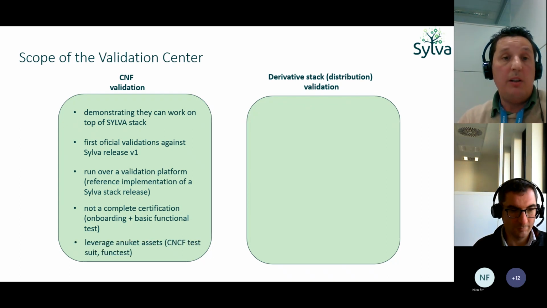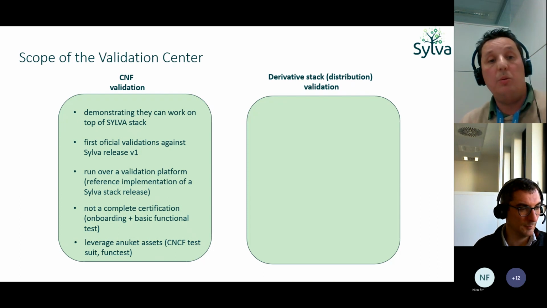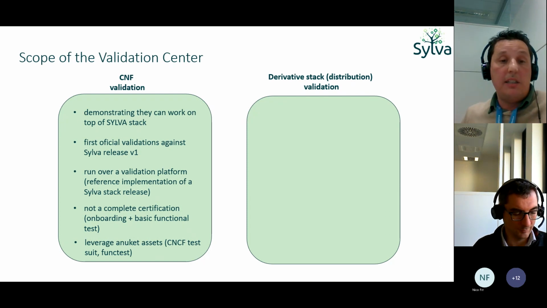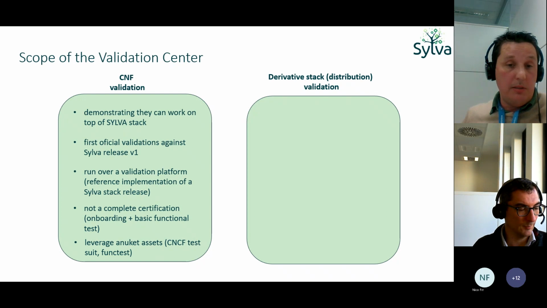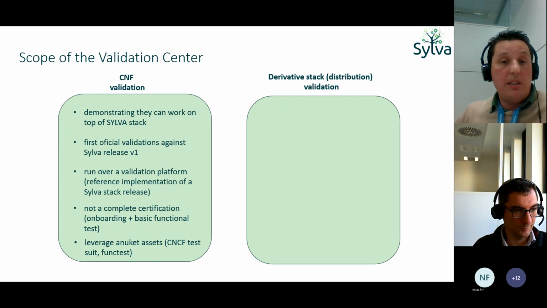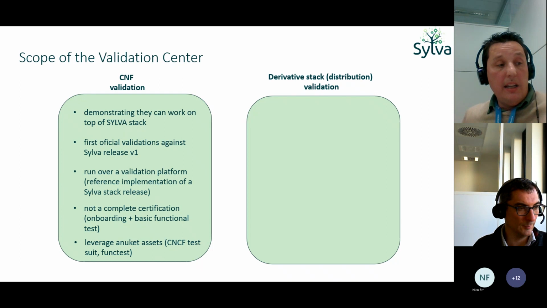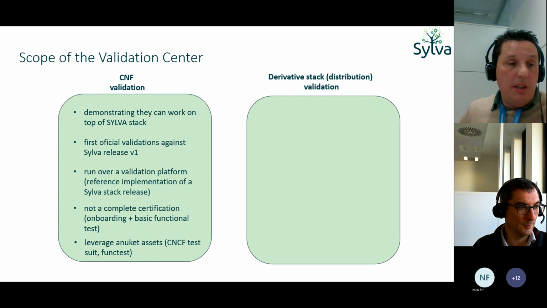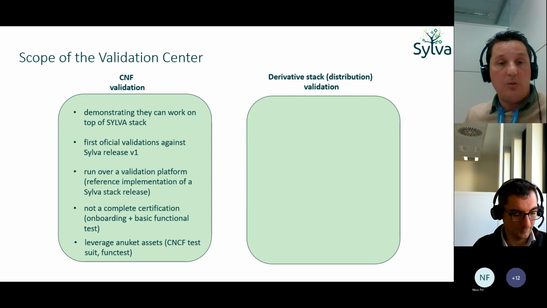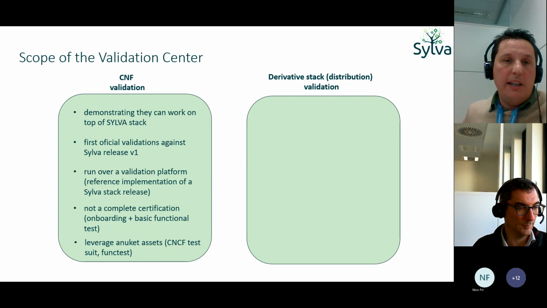And secondly, we don't want to reinvent the wheel. So if there are some tests existing in other organizations, we can use them. For instance, we are already using the CNCF test suite, and we will feed back if we identify something that could be used by those organizations. So we will try to reuse whatever exists.